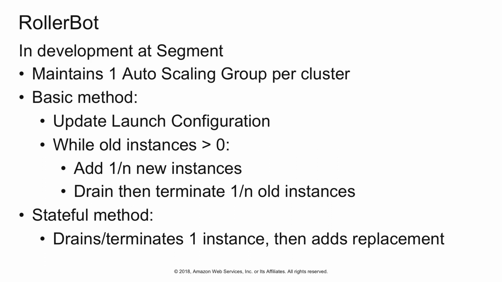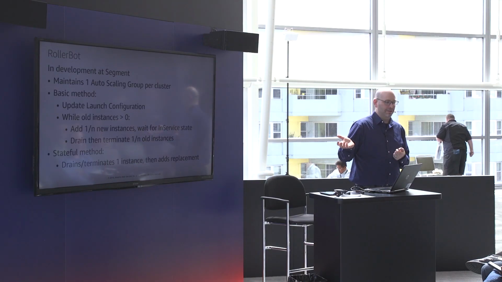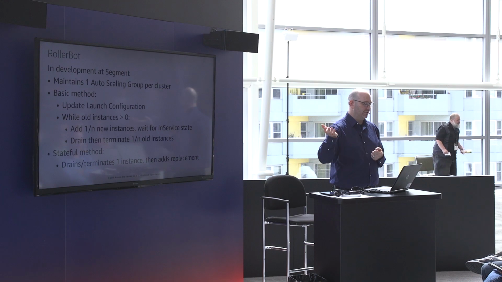So we update the launch configuration, and while there are existing old instances of the previous launch configuration still alive, what Rollerbot does is it adds a fraction of new instances to the autoscaling group by simply increasing the desired count. Suppose it's a 100 instance cluster, we add 10 new, we raise desired count by 10 to bring it up to, say, 110. We wait for all of their launch hooks to complete, and basically we wait for those new instances to transition to in-service state.